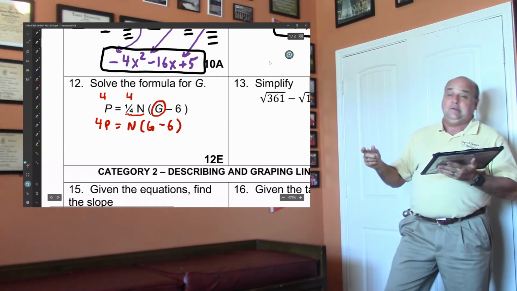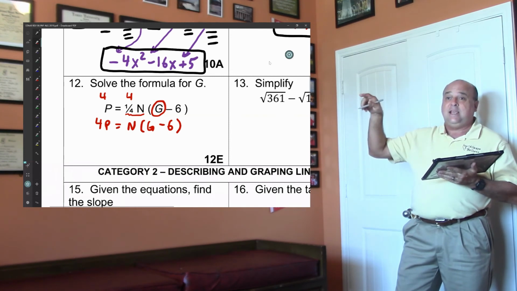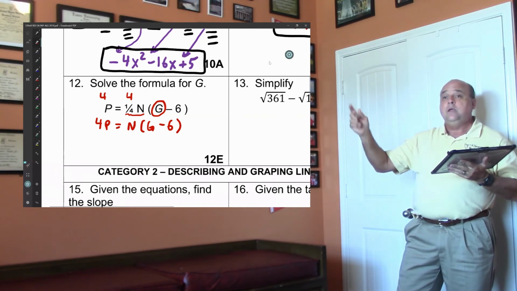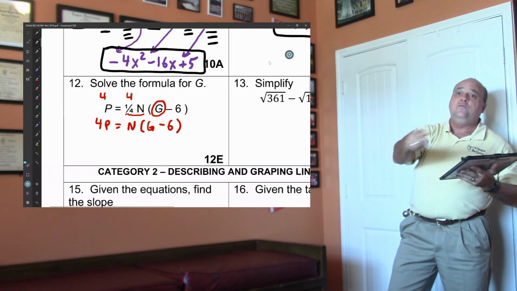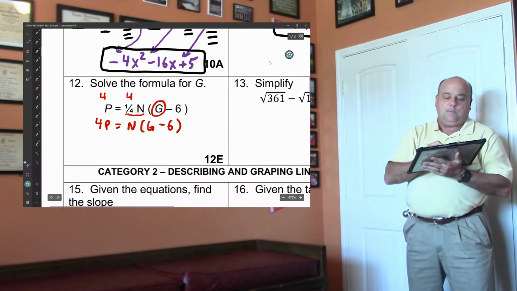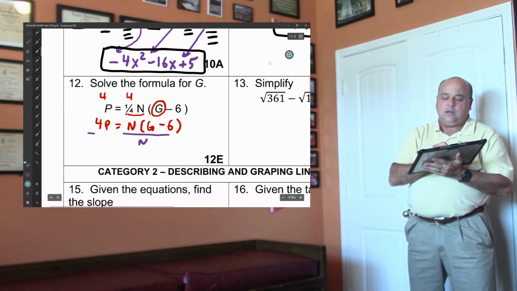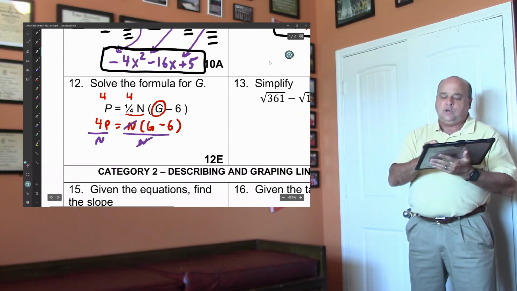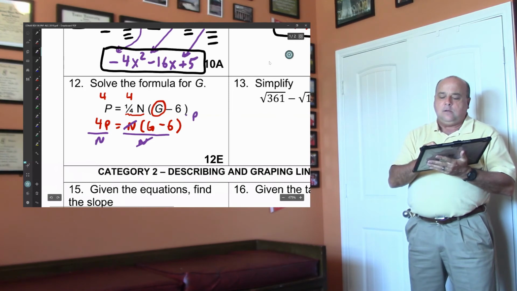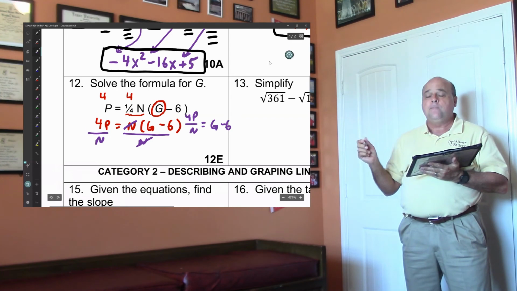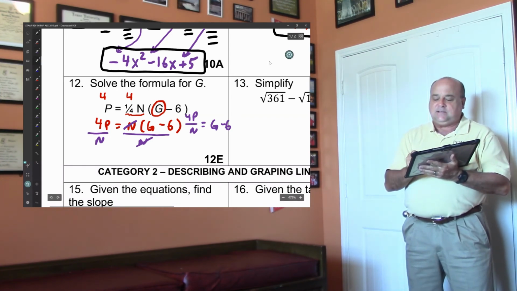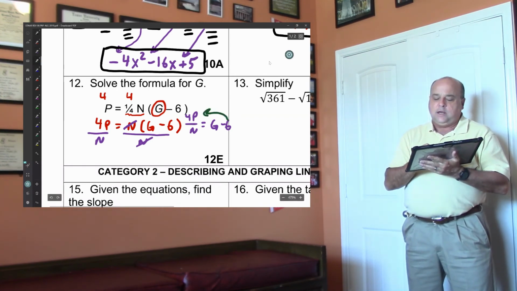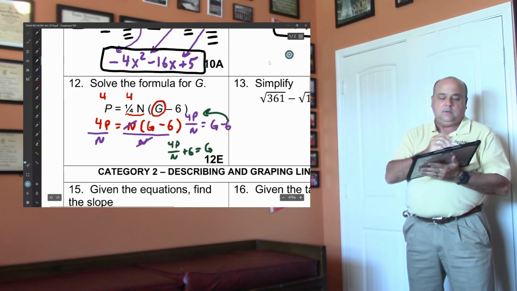Now there's 2 ways to do this, okay? We could distribute the n, but then we would have 2 n's, wouldn't we? So let's go ahead and move that n over. We're going to divide both sides by n, and that's going to move the n to the left. The n's on the right will divide out to 1. So now I have 4p over n equals g minus 6. It's just got a lot easier, didn't it? The last step is to take that 6 and move it across. So we'll end up with 4p over n plus 6 equals g.